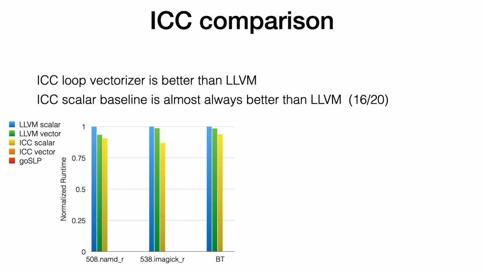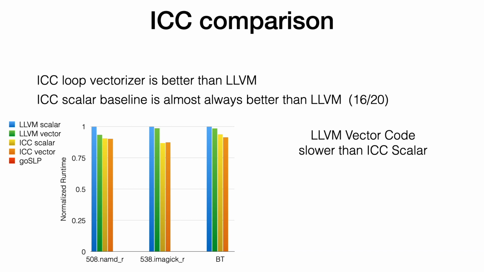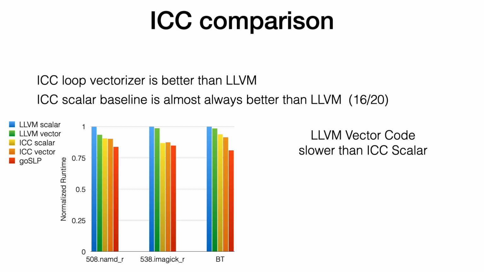Basically, for 16 out of 20 programs, ICC scalar code is much better. But interestingly, if you use the ICC vectorizer, it doesn't add that much performance to these programs. We were surprised by that. This goes against the conventional wisdom. But now we add GoSLP to the mix. What you see is GoSLP is actually much better than even the ICC vectorizer. LLVM now gains the ground it lost to the scalar code. LLVM vector code was faster than the ICC vectorizer code in only 5 programs, but when you put GoSLP into the mix, LLVM became faster in 11 out of 20 programs. So I think this is a really good result.